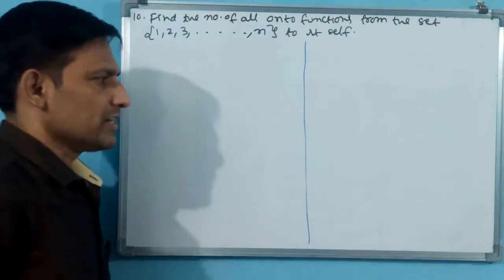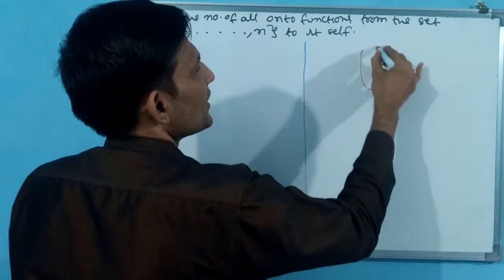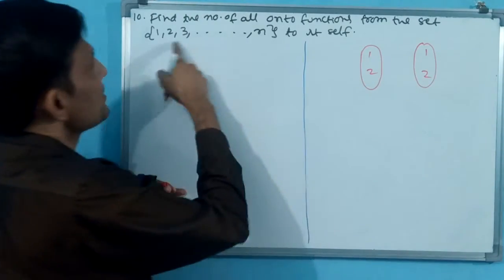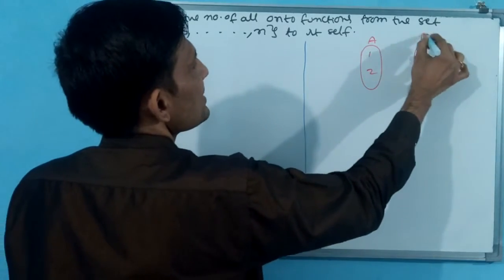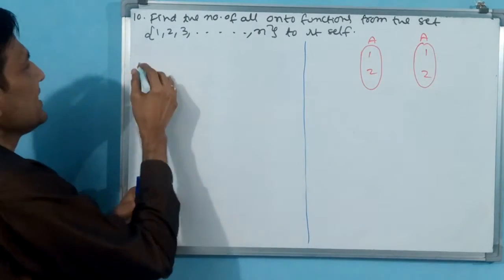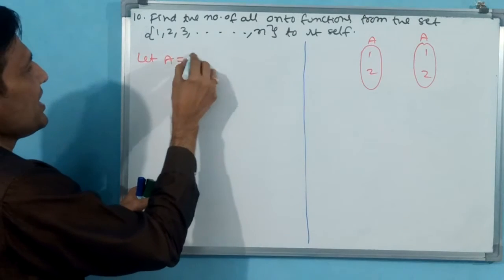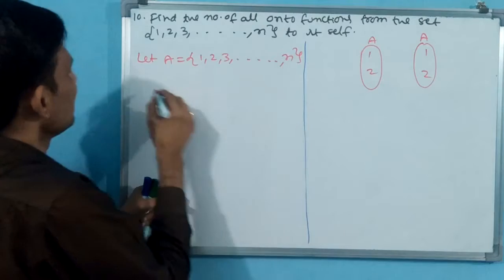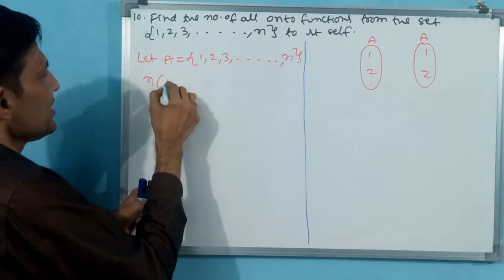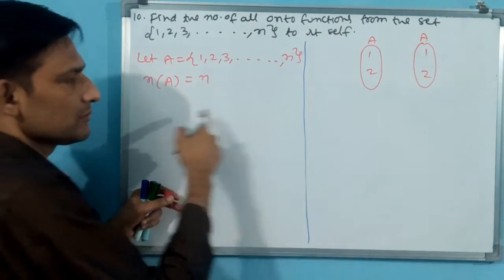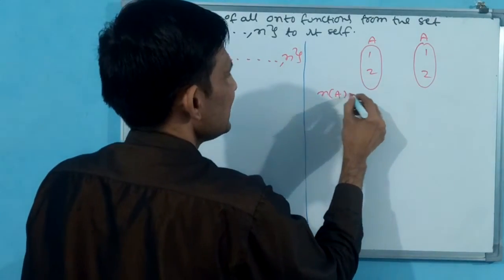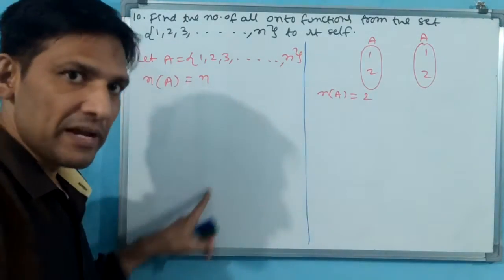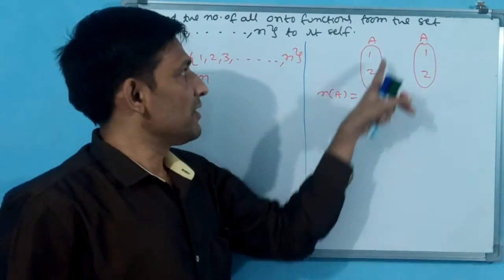We know that, see, 1, 2, 1, 2. Same set. That means this is just A only. Let me write here: let A is equal to 1, 2, 3, comma, n. Number of elements n(A) is equal to n. With this comparison, we will take 2 examples and we will answer this question. Number of elements, how much?